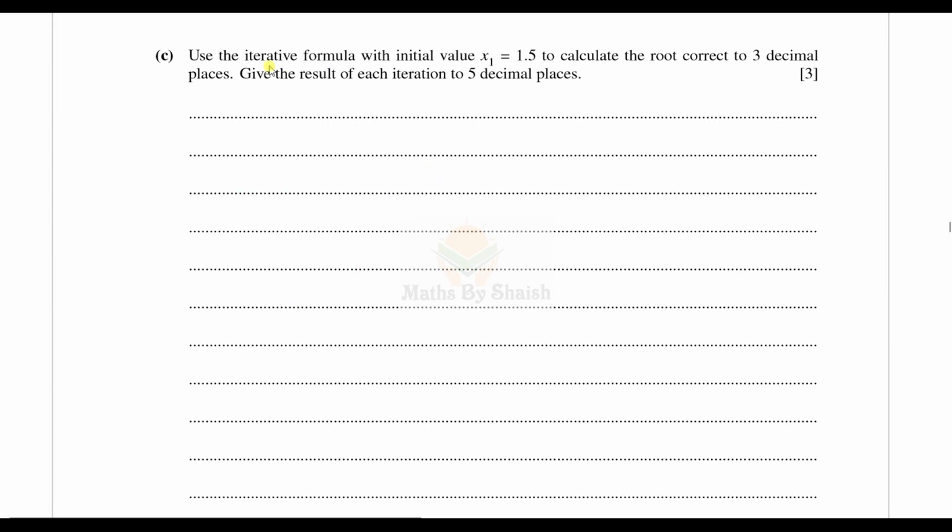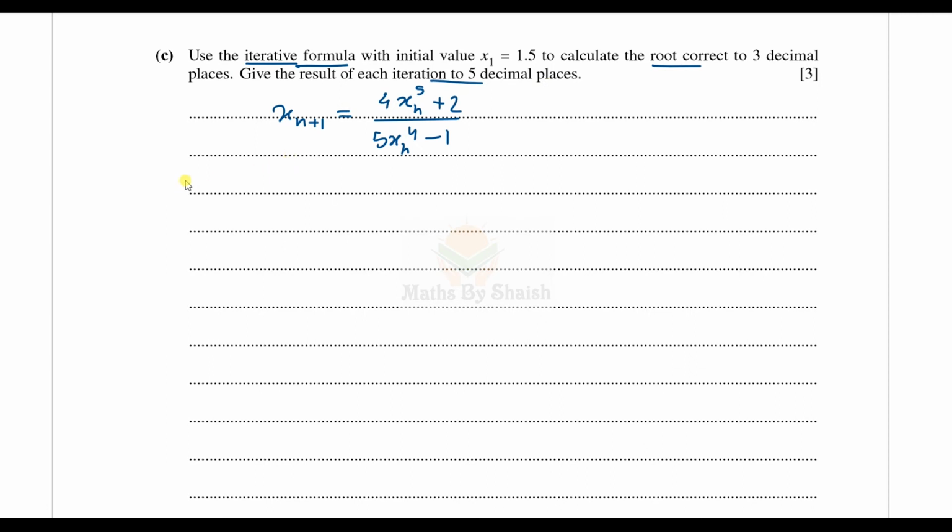In this we need to use the iterative formula. So first of all we'll write this iterative formula: xn plus 1 is equal to (4 xn to the power 5 plus 2) over (5 xn to the power 4 minus 1). This is the iterative formula given already in the previous part, with initial value x1 as 1.5, to calculate the root correct to 3 decimal places, giving the result of each iteration to 5 decimal places.